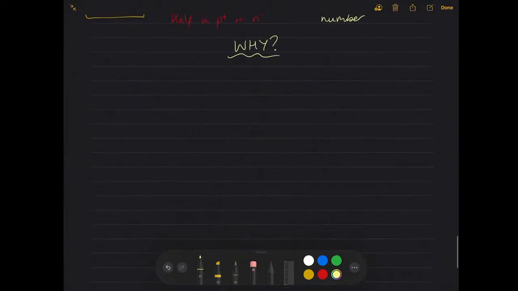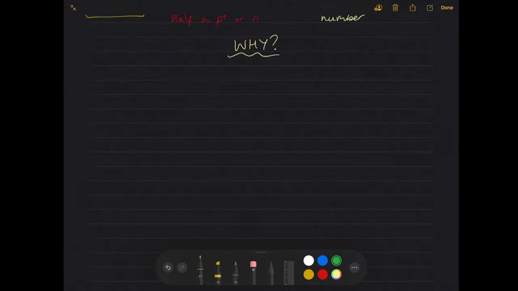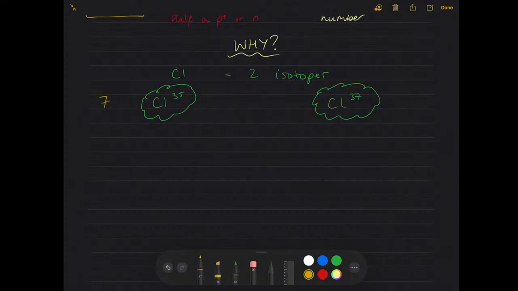The answer is isotopes. I'll run through the example of chlorine with you, and you'll see what I mean. Chlorine has 2 isotopes: chlorine 35 and chlorine 37. Different isotopes can be found in different amounts. It just so happens that in the universe, around planet Earth, if you had any amount of chlorine, 75% of the atoms would be the chlorine 35 isotope, and 25% of those atoms would be chlorine 37.